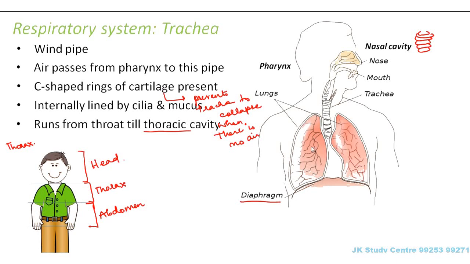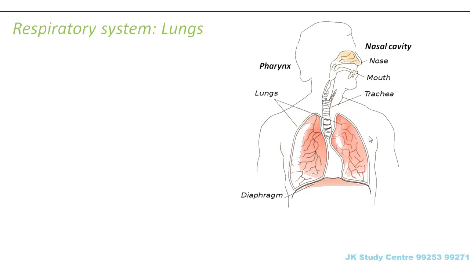So the lungs are situated within the thoracic cavity, and this trachea starts from the throat and ends in this thoracic cavity. So what are the organs situated in the thoracic cavity? The lungs and the heart are situated in the thoracic cavity, right? So this trachea runs from the throat till the thoracic cavity. Now about the lungs, which are the main places where the actual absorption of oxygen takes place in the respiratory system.